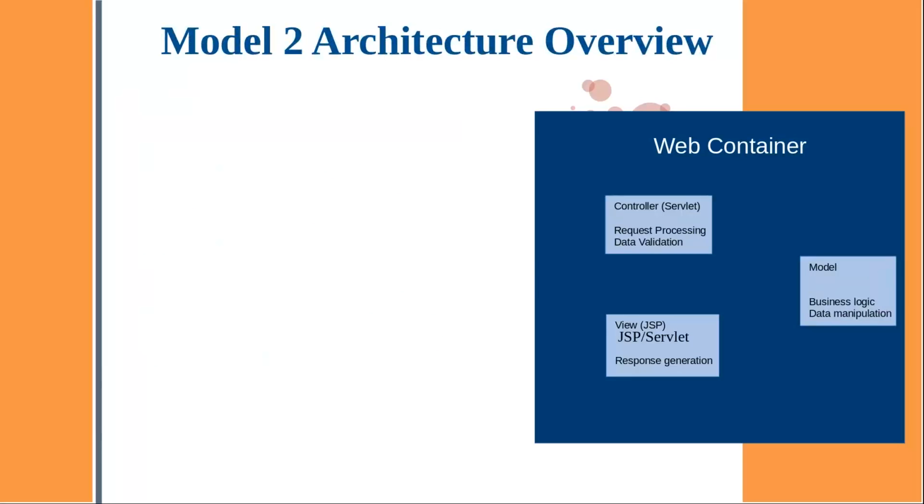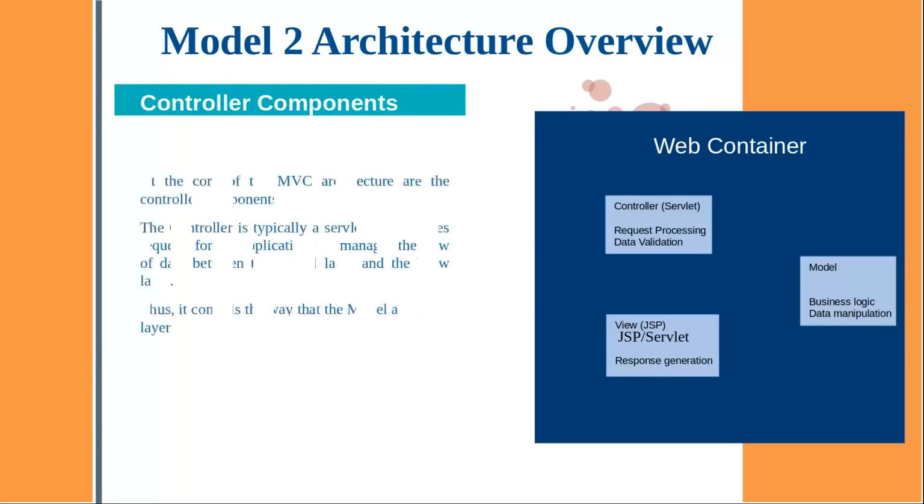Now, the web container also contains controller components. What are controller components? The request from the user comes in the form of request parameters and goes to the servlet. Servlet contains HTTP request and HTTP response parameters. At the core of the MVC architecture are the controller components, and it is the controller which controls the whole program, because the controller is typically a servlet that receives the request for the application, manages the flow of the data between the model and the view layer, and thus it controls the way the model and the view layers interact with each other.